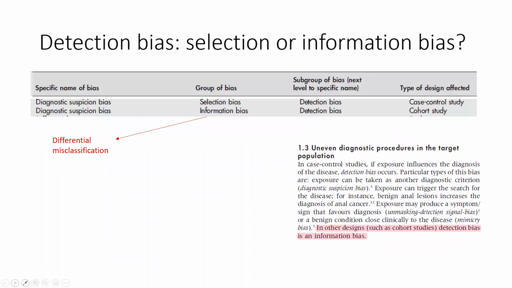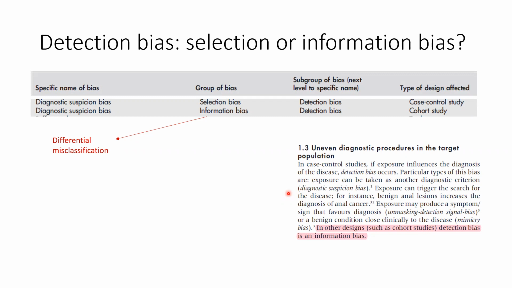So the second thing is whether detection bias is a selection bias or an information bias. You will find a very clear explanation in the article. But basically, as I said, it's all relative to whether you're looking at it from a case control perspective or from a cohort perspective. That makes total sense, because we are talking about how we are diagnosing the outcome. In a case control study, the outcome, disease or non-disease, is how I'm selecting my participants.